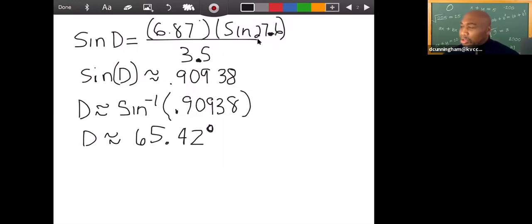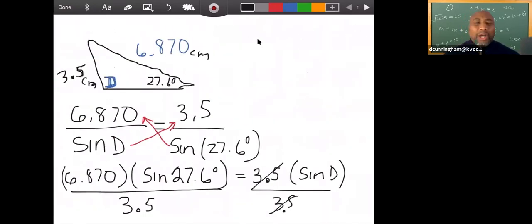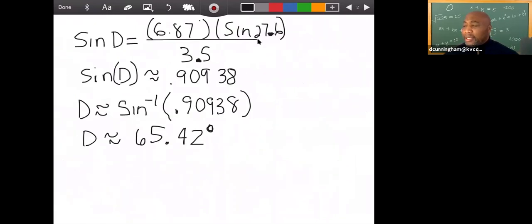Okay. Now the problem is, now don't underline it, don't circle that. The problem is, let's go look back at our triangle. Our triangle has an obtuse angle. D is an obtuse angle, which means it's greater than 90 degrees. So my answer should be greater than 90. Since this is 65.42 degrees, that is not my answer for this particular problem.